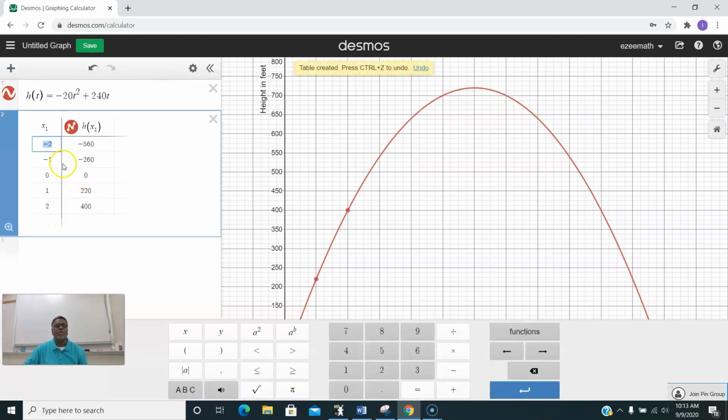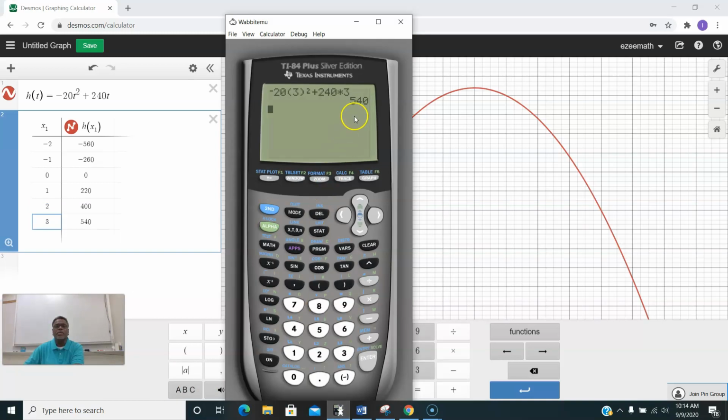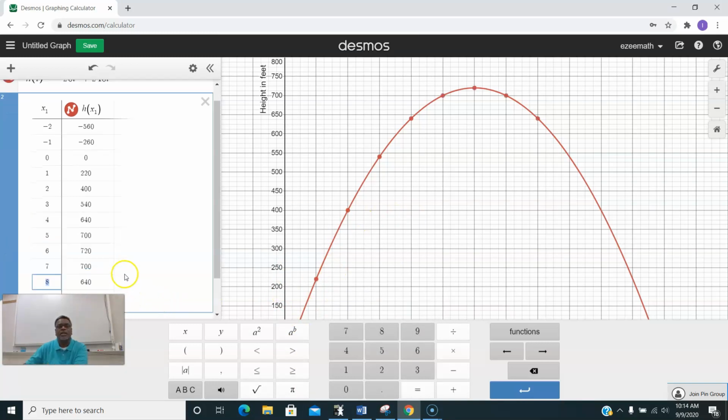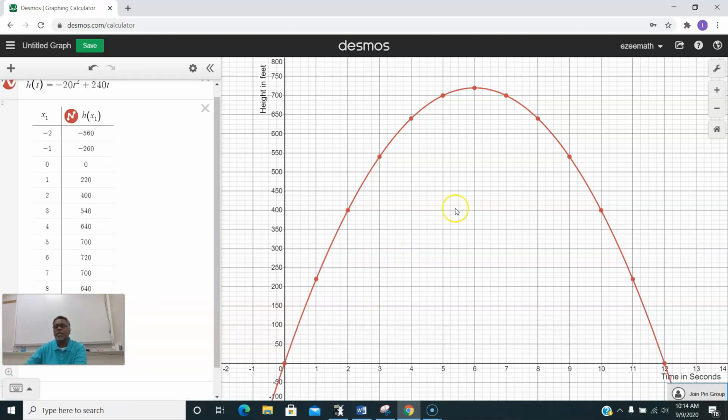You see at 0, 0. Negative values, negative time you don't have. So start from 0, 1, 2. In 2 seconds it reached 400. In 3 seconds, 540. That's what you saw here, right? And at 4 seconds, 640, coming down again. So likewise for all these, all the way up to 12, where you got a 0. So everything is obtained here.